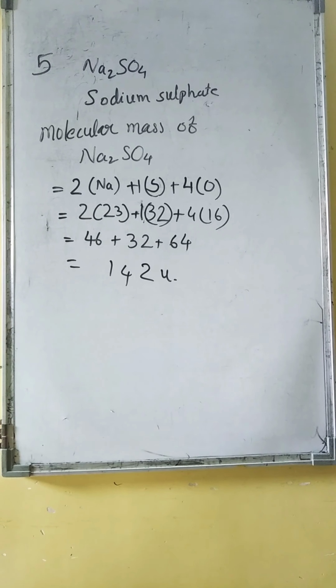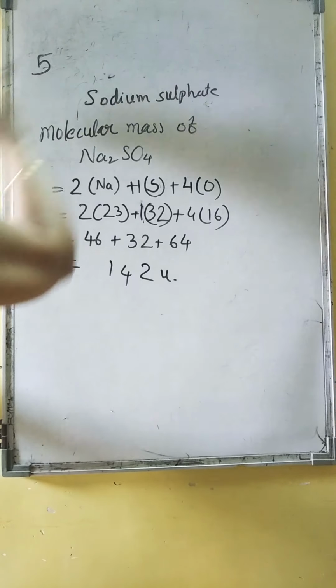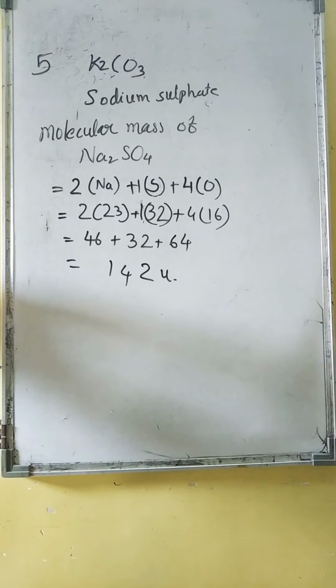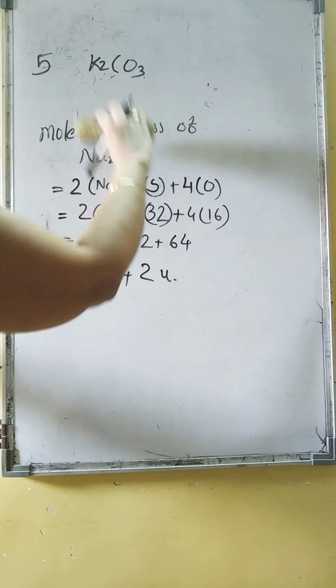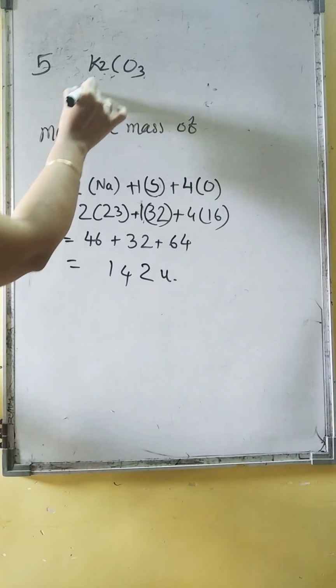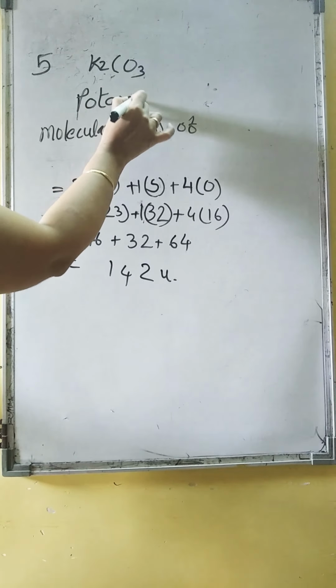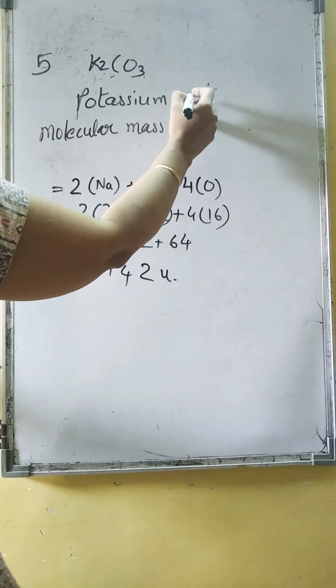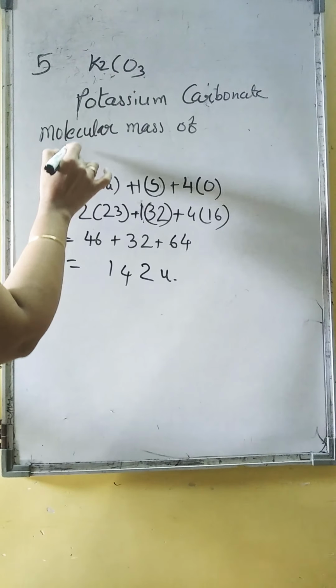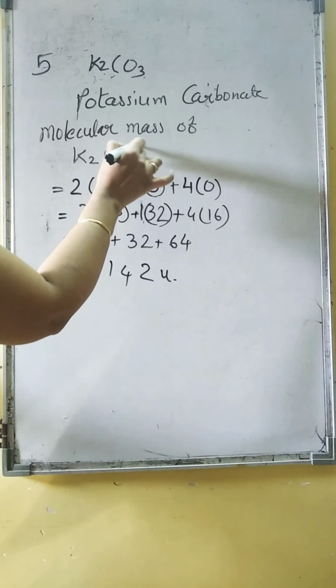Okay, so let us do it quickly. Shall we go to the next one? What is the name of the compound? Can anyone think of? K2CO3. Yes, potassium and then it is carbonate group. Very good. Potassium carbonate. So you have K2CO3.